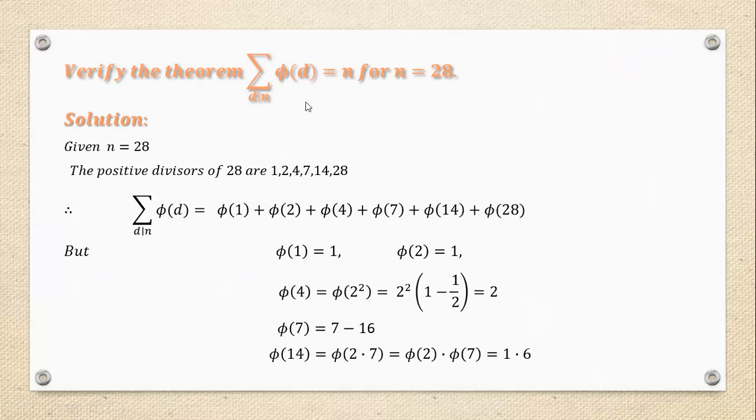Verify the theorem: summation of phi of d, where d divides n, is equal to n, for n equal to 28. So we are going to verify this theorem. The positive divisors of 28 are 1, 2, 4, 7, 14, 28. Here d means divisors. So how many divisors do we have? Here we have 6 divisors.